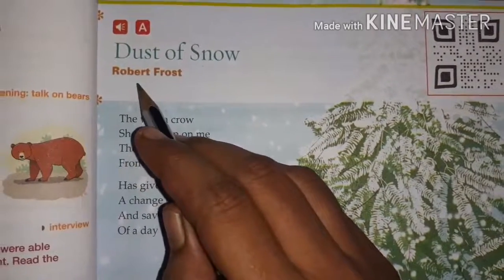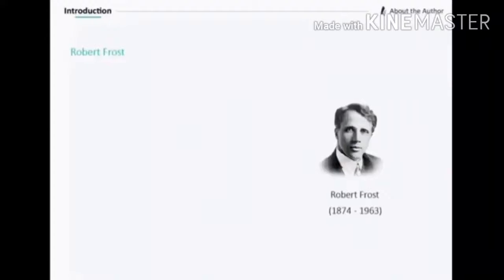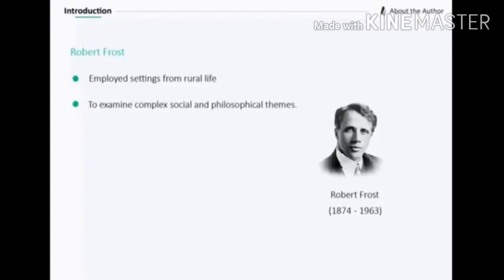First let us see about Robert Frost. Our poet Robert Frost lived between 1874 and 1963. That is the 20th century. He is a 20th century poet. In his poems the setting is rural, not urban. His poems examine complex social and philosophical themes, and he was popular and critically respected in the 20th century. He got 4 Pulitzer Prizes for poetry.